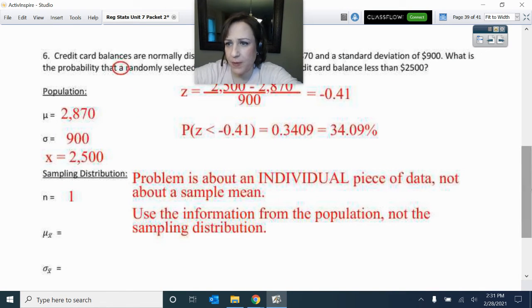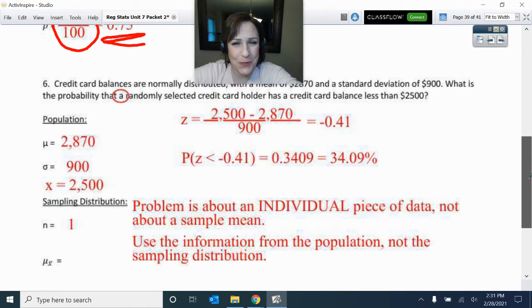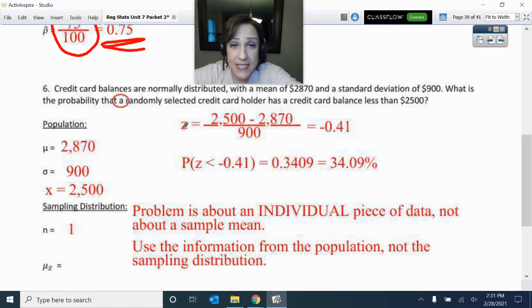All right, let's finish up this review, numbers 6 through 10. The interesting thing about this problem is that it is talking just about a randomly selected credit card holder. Since it's just talking about one, this problem is really about the population. We do need to make sure that this population is normally distributed, and it does say that. So that's good. That means we have the right to do normal model math for one credit card holder.